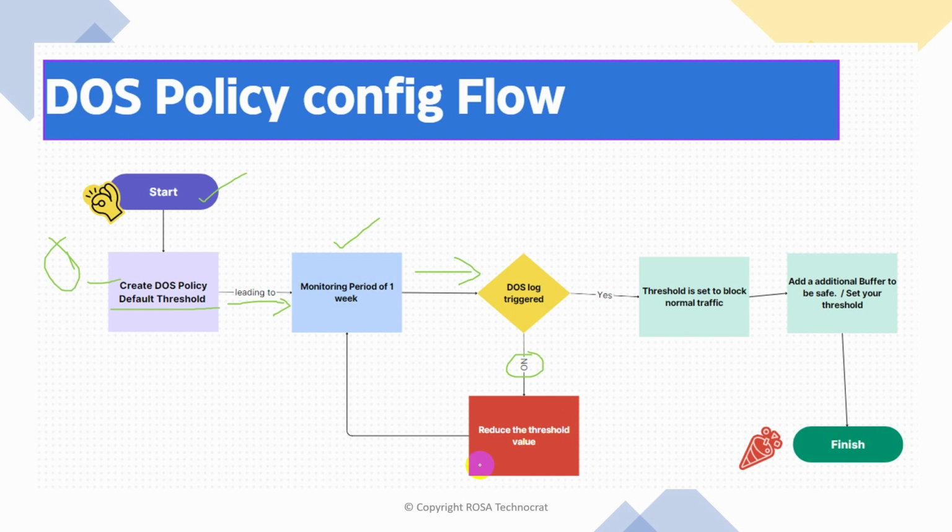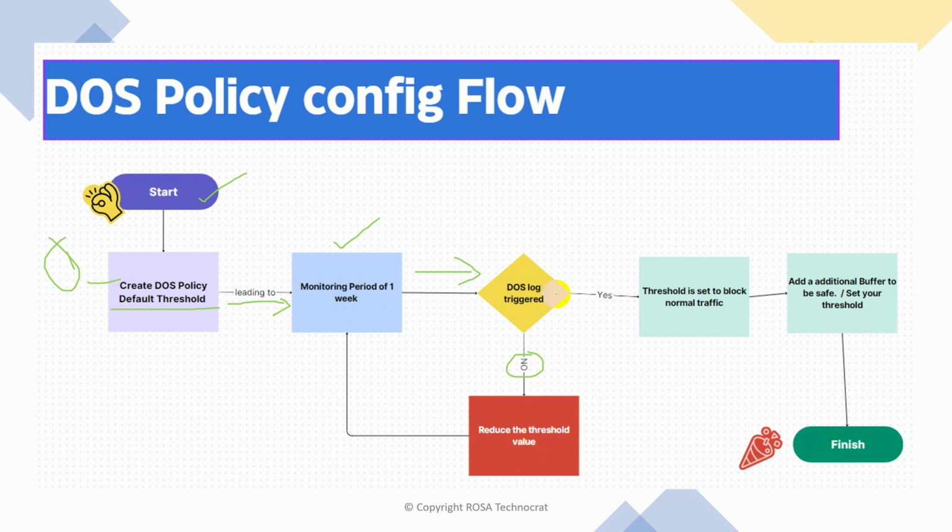It means the traffic coming onto your network is very low compared to what is configured in the threshold. So you should optimize the threshold values based on the baseline of your network. Once you monitor for a week, you will know whether the DOS log triggered or not. If it didn't trigger, that means your traffic is much lower than the default threshold, so you should reduce it. And after reducing and monitoring, you will come to the optimal values that are good for your network.